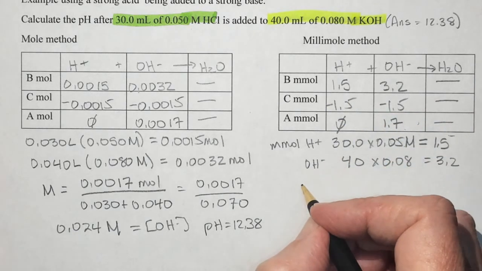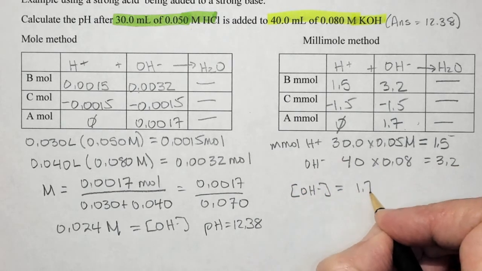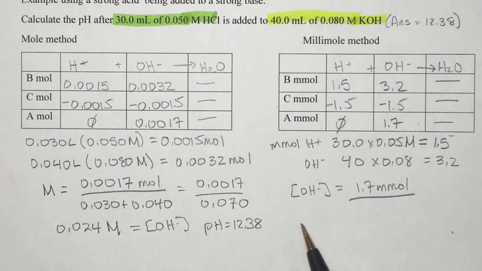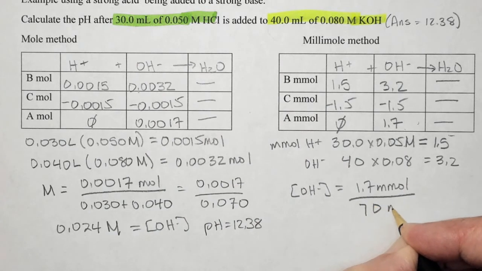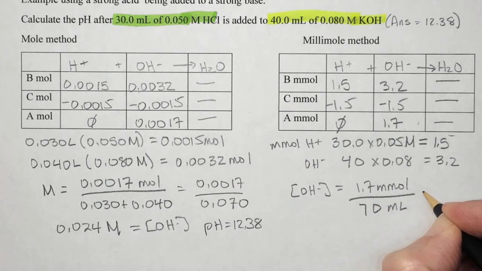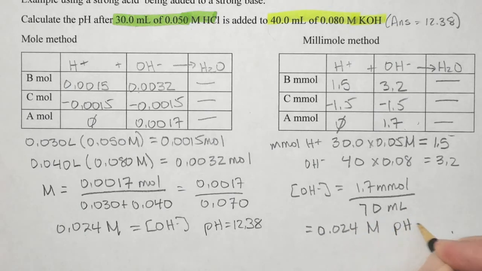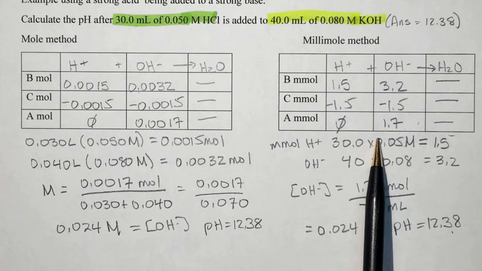Okay, so my hydroxide ion concentration will be equal to 1.7 millimoles, and now I need my total volume, and I look up here and I go, I have 30 plus 40, I can do that in my head and not worry about losing zeros. So that is 70 mLs, and I calculate that, and it equals 0.024 molar, just like the other one, and again the pH is 12.38. So we can see here that we have much less opportunity to make dumb mistakes by losing zeros.